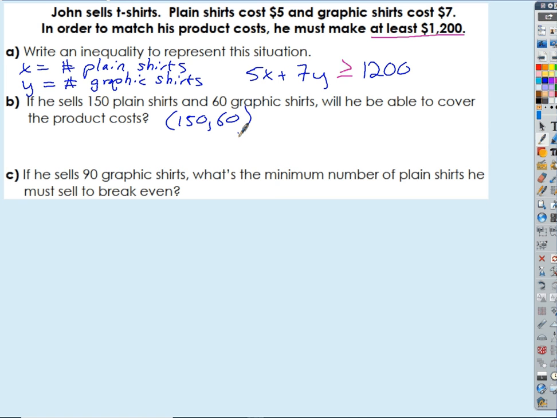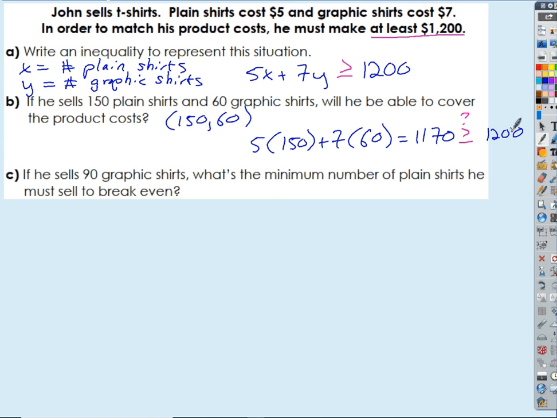So if I plug that in, I'm going to get 5 times 150 plus 7 times 60. And what does that equal? 750 plus 420 is 1170. So that's going to equal 1170. Is that greater than or equal to 1,200? 1170? It's not, is it? So that's not a solution. Does it cover his costs? No, it doesn't, right? Doesn't make it.